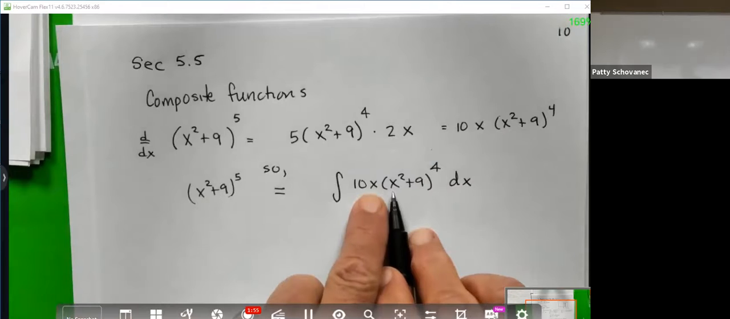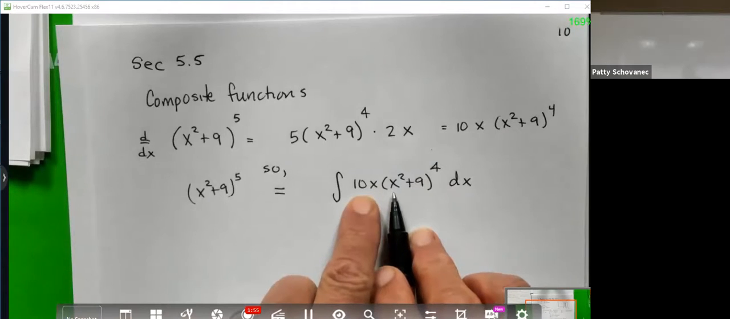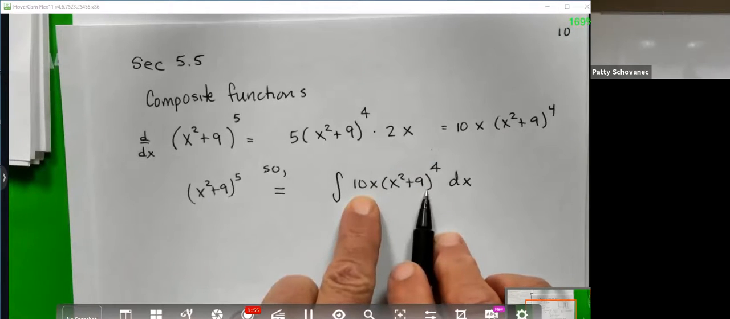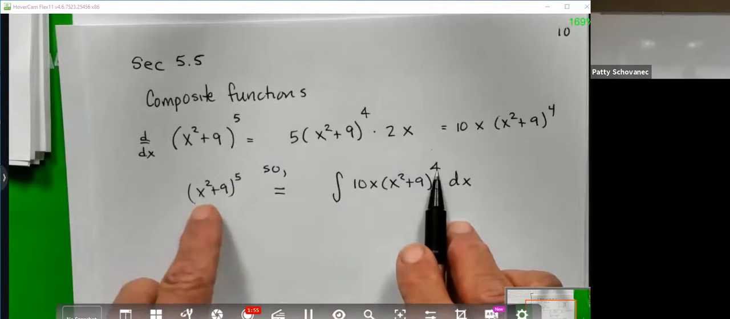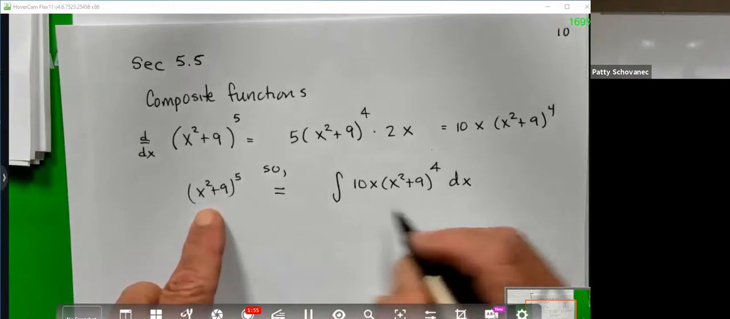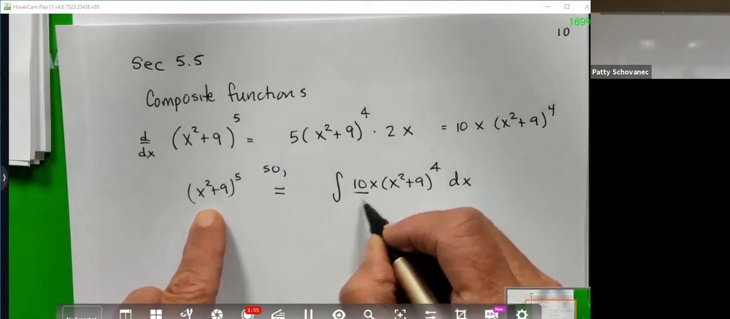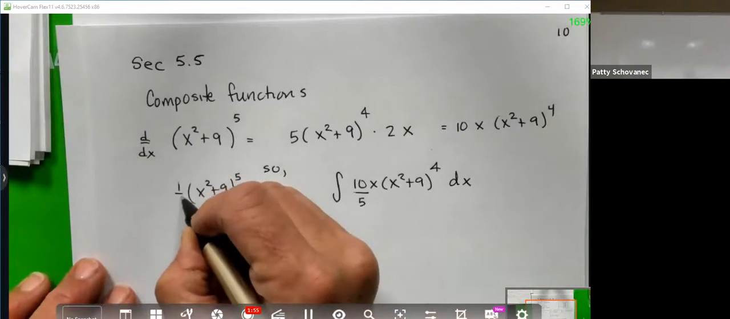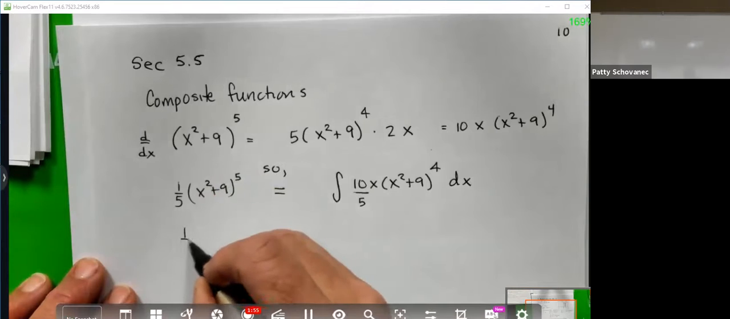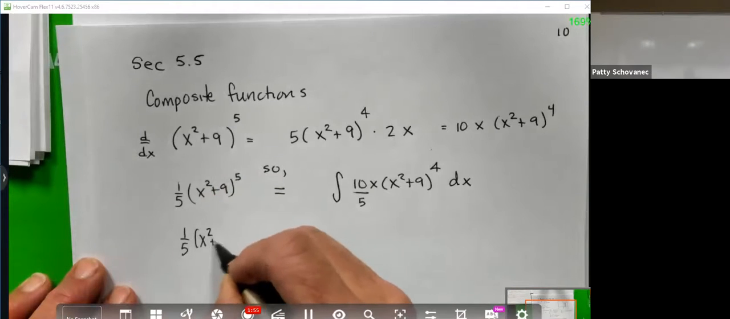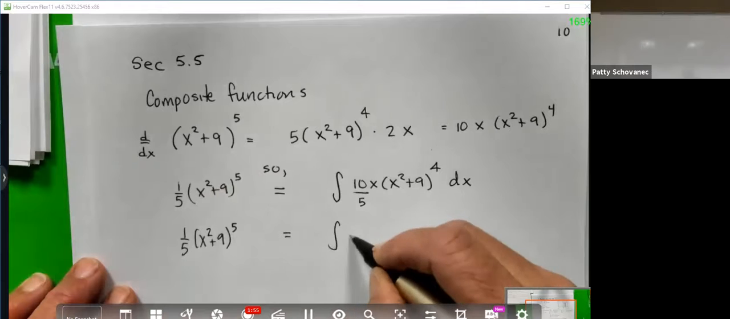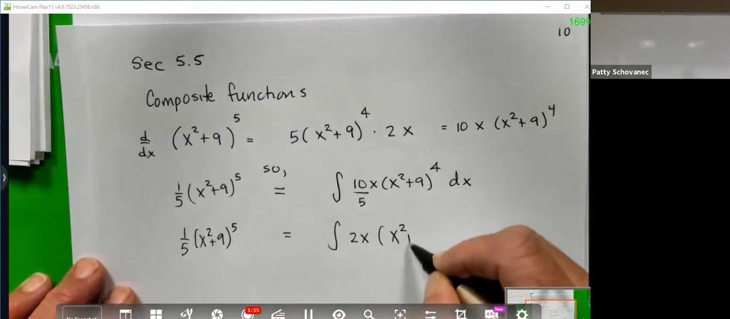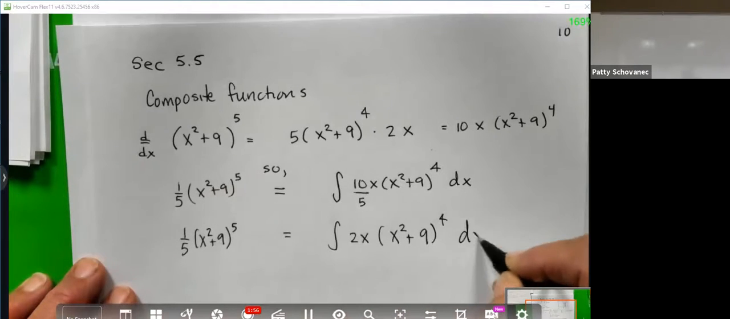So I've got a product in here. I've got an x outside the parentheses, and an x inside the parentheses. If you have such a product, you have to do more than just add 1 to the power and then divide by the new power. Well, if I divide both sides by 5 so that it looks like that, it says 1/5 times (x squared plus 9) to the 5th comes from the integral of 2x times (x squared plus 9) to the 4th.